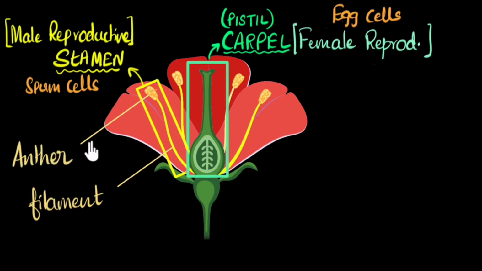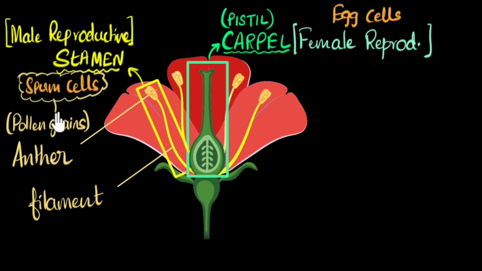And guess what? The anther produces something called pollen grains. You may have heard of this. These dotted things that I've drawn over here are the pollen grains. Some flowers have very sticky pollen grains. In such cases, when you touch them, they will stick to your hand, right? And it's inside these pollen grains where you will find the sperm cells. So the sperm cells of the flower are found inside the pollen grains.